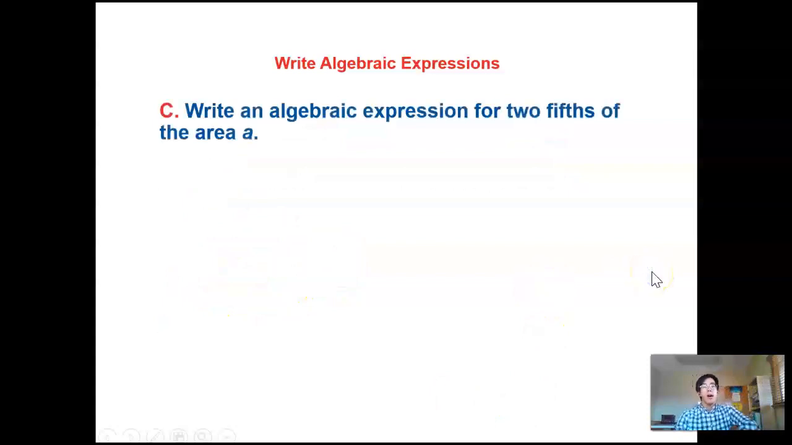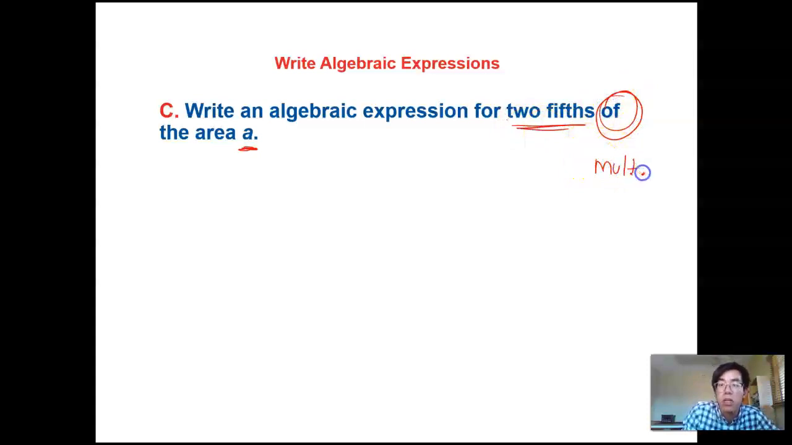Okay. Now let's write an algebraic expression for 2/5 of the area A. Okay, so A represents the area, and then 2/5 is a fraction. So of, what does that stand for? If you look back at your table, of is actually the operation for multiplication. So I would have 2/5, right? 2 as the numerator, 5 as the denominator, and then multiply it times the area A.